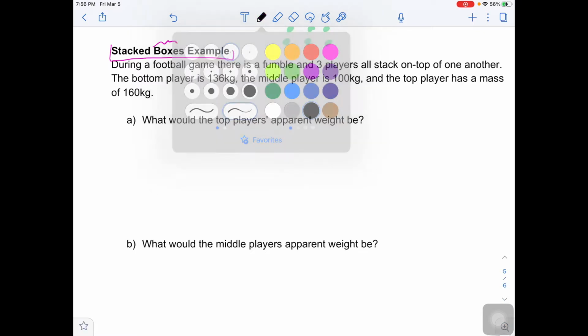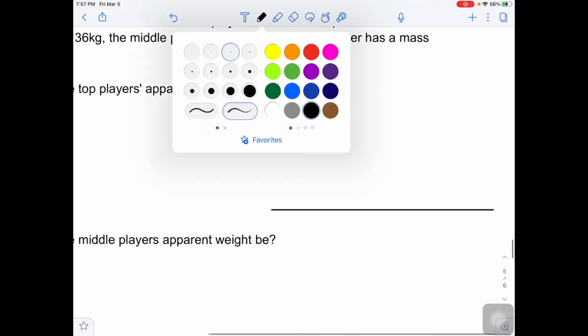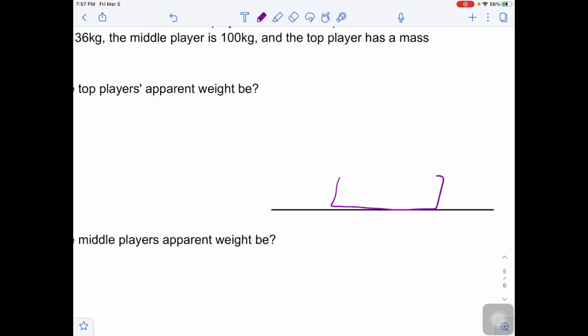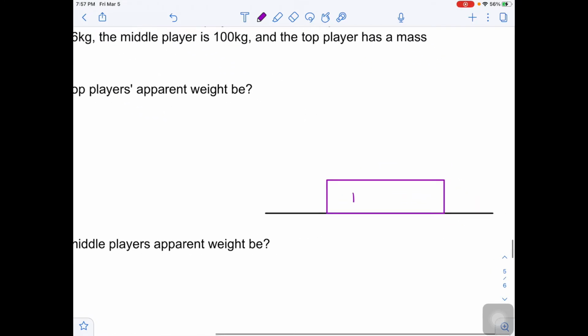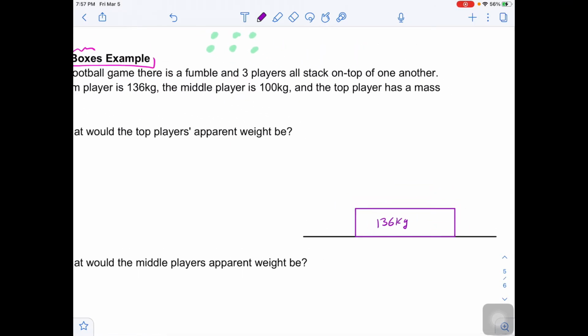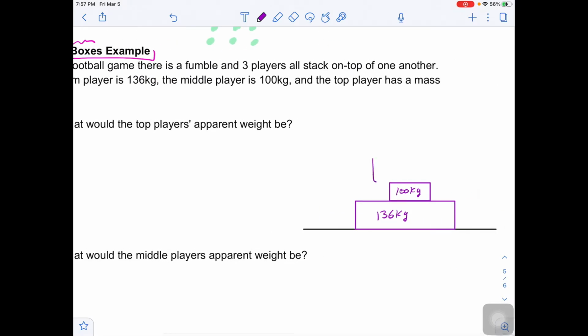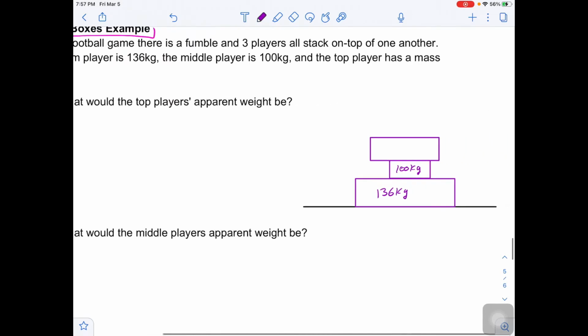So let's first off draw a little diagram here. And in physics and in engineering and any other science, it's always really useful to simplify what your question or system looks like. So my bottom player is 136 kilograms. My middle player is 100 kilograms, so I'll draw him a little bit smaller. And then my top player is 160 kilograms, so kind of in the middle. There we go. So this will be 160 kilograms.